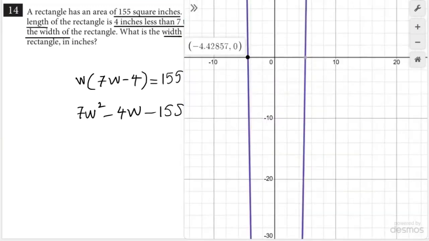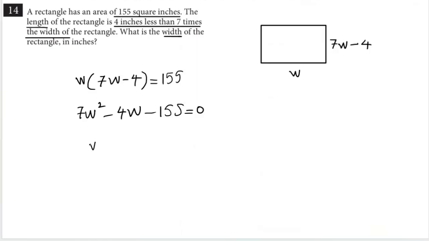A negative width is not applicable. So look for the positive solution. So x is either 5 or -4.43 something. We're rejecting the negative. So the width will be just 5. Remember, x-intercepts, the places where the graph intersects the x-axis, are the solutions to the given equation.